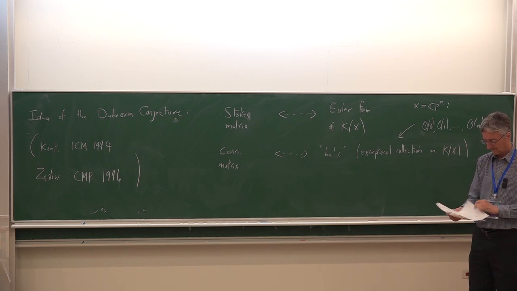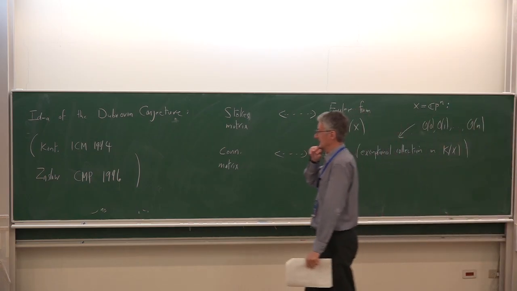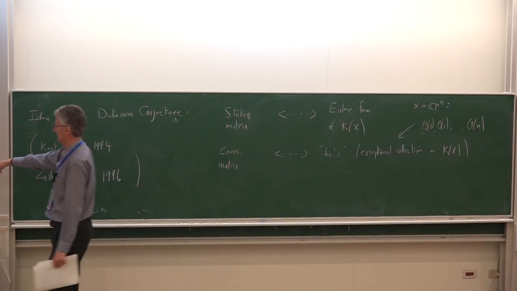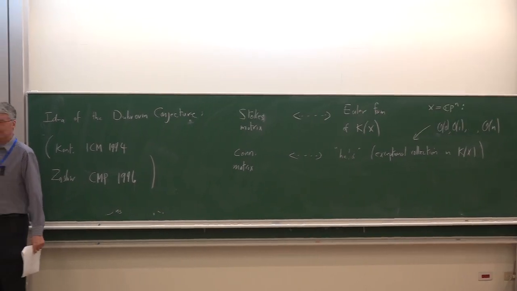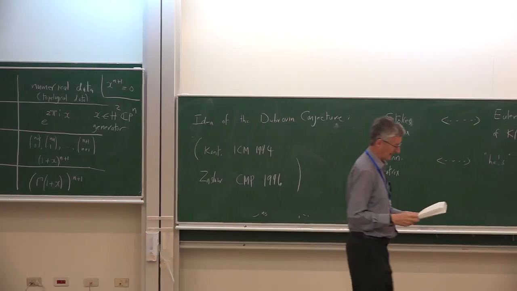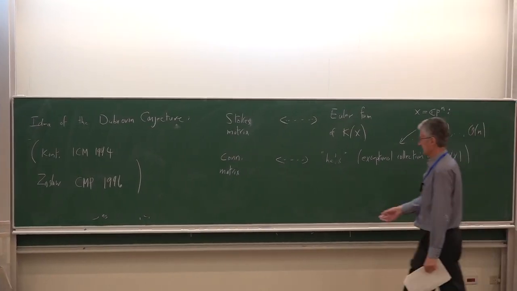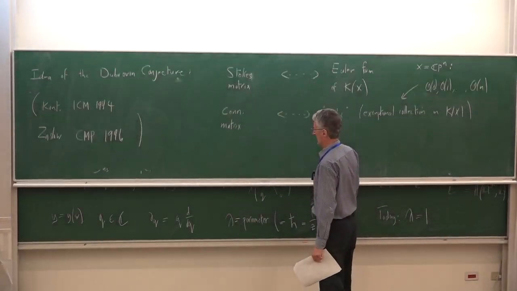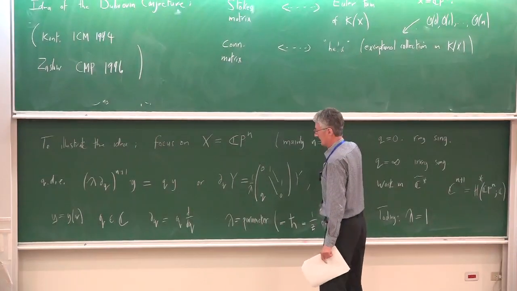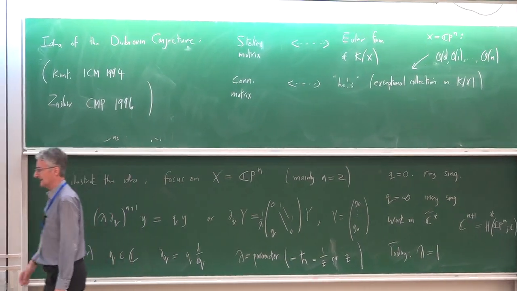So I want to explain how this monodromy data, especially the connection matrix, comes to be organized in such a nice way. That's what I want to try to explain. Okay, so let's get to more practical things. Let's go back to the quantum differential equation of CPN.